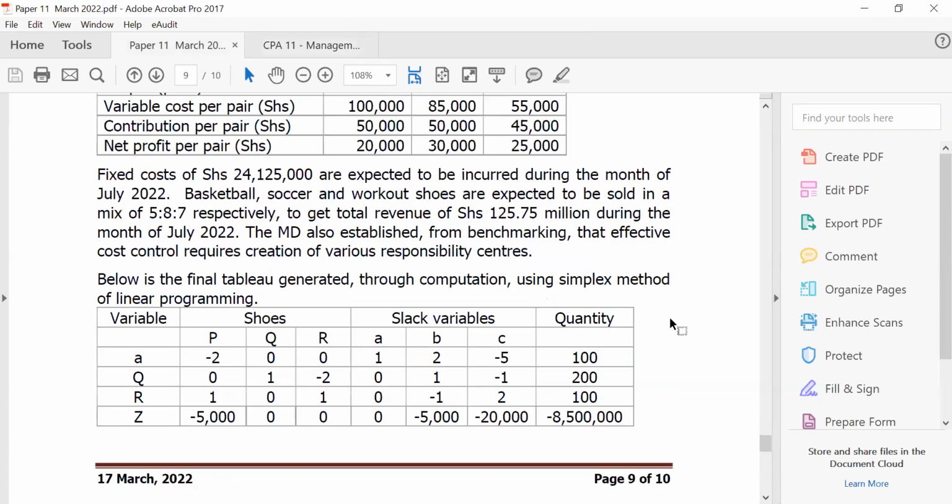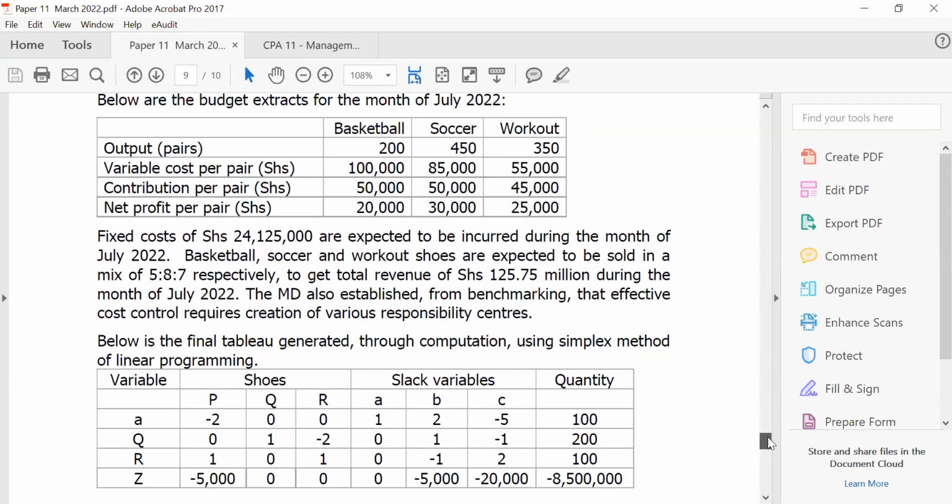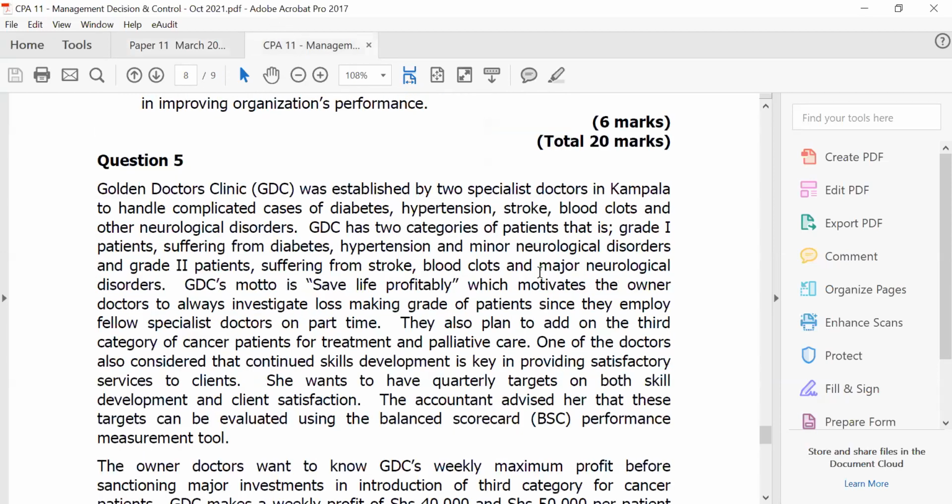There is one of the past exams where they gave you the tableau, and in this case, they were asking you to interpret the tableau. So the examiner can approach it in many ways: either give you information and then you determine the tableau, or give you the tableau already, and then you just do the interpretation at hand. So we have this question, question 5.